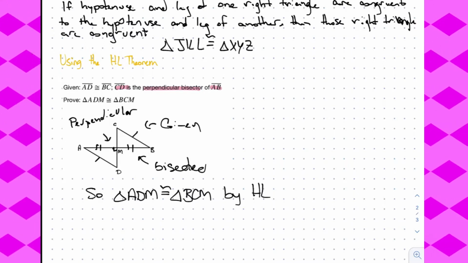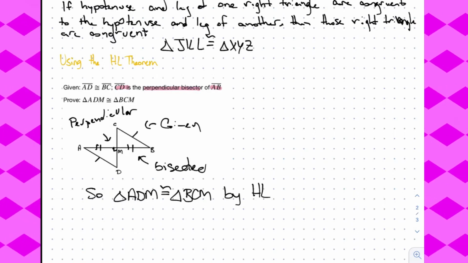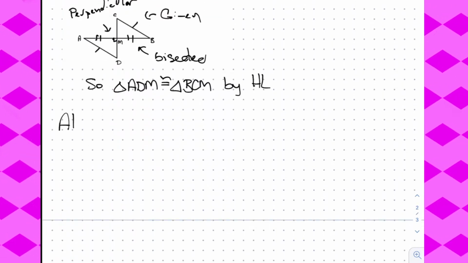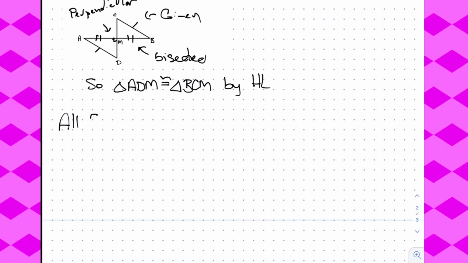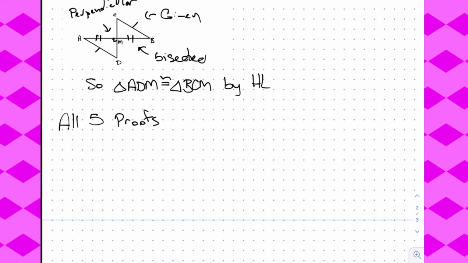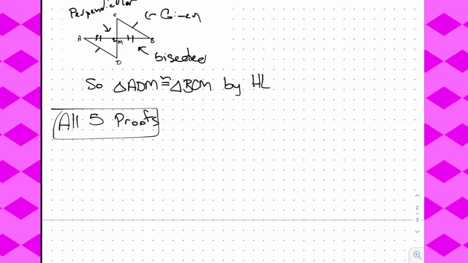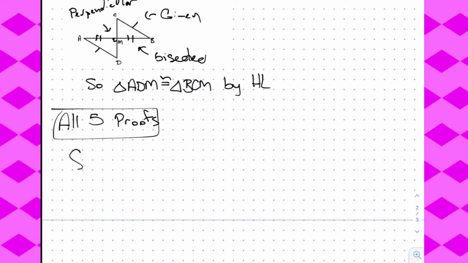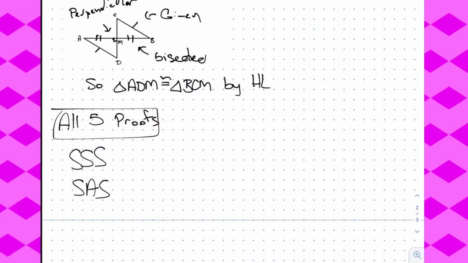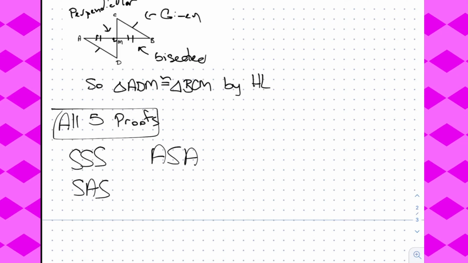All right, so this has been triangle congruence part 3. In all 3 parts, we've learned a total of 5 congruence theorems that we should be able to use. We have 5 triangle congruence proofs. Those are side, side, side; side, angle, side; angle, side, angle; angle, angle, side; and hypotenuse leg.